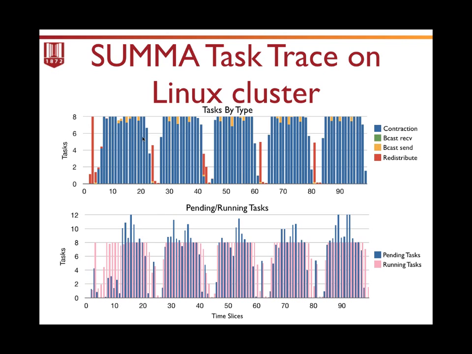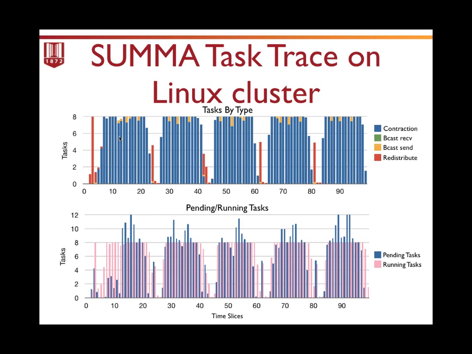The blue tasks, which dominate the matrix multiply, are the contraction tasks. The yellow area shows tasks that are running broadcast send. So we're sending data from one node to another node in these. And the green tasks represent the receiving end, which are so small you can't actually see them.